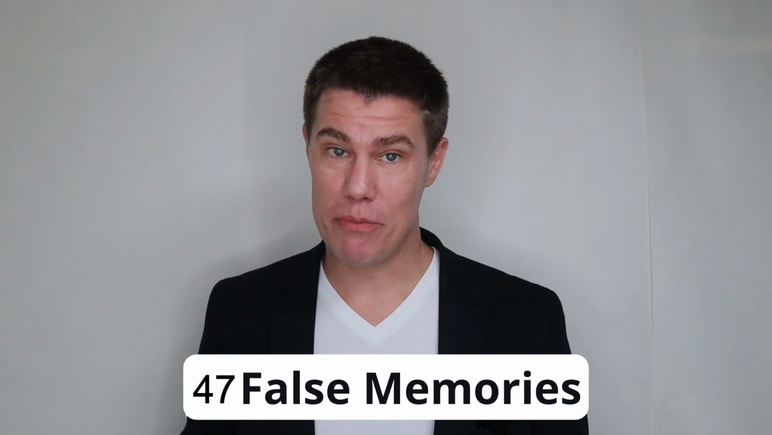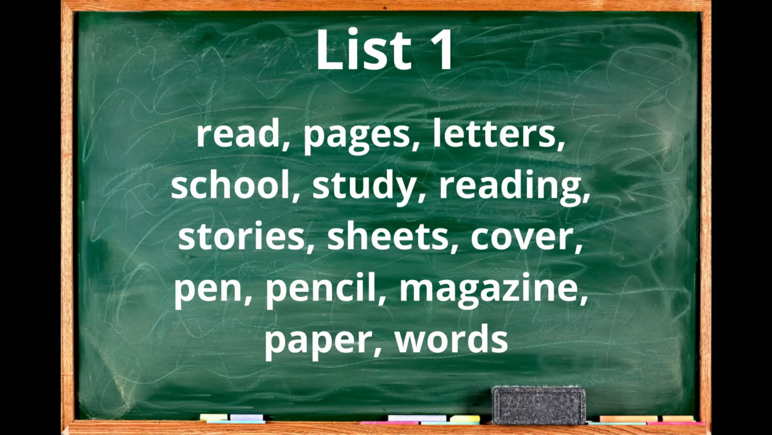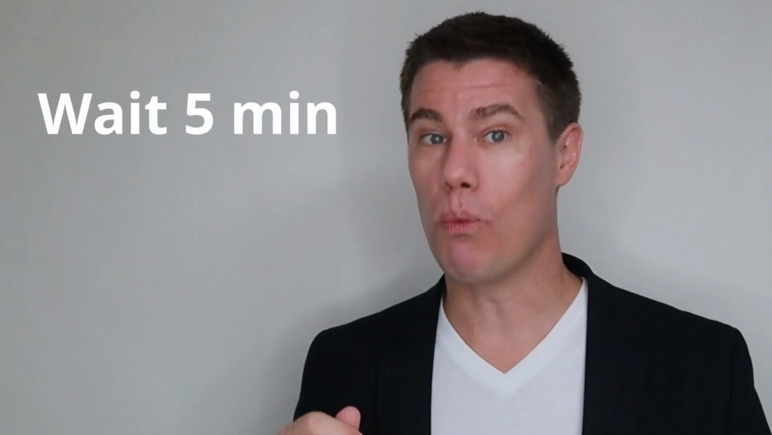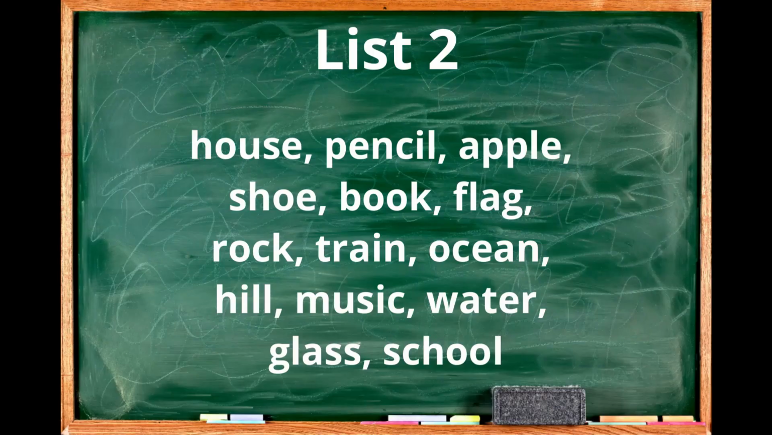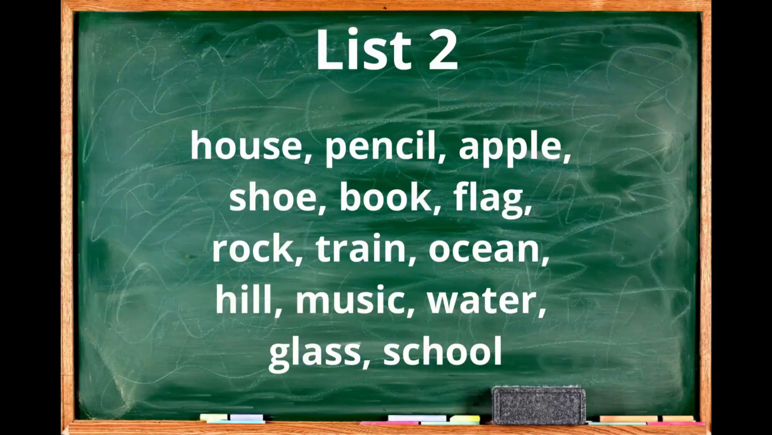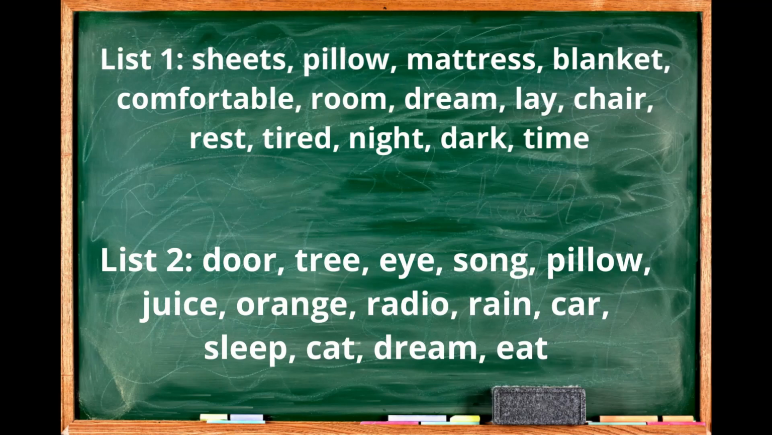False memories. Sometimes your brain makes up its own memories. Try to implant a memory by asking people to remember the words on list 1. Wait for about 5 minutes, then probe their memory by asking them which words on list 2 are also on list 1. Did they say book was on list 1? No, only pencil and school were on list 1. You can also try it with these words. Only pillow and dream were on list 1. Make up your own lists and see how you can create a false memory.